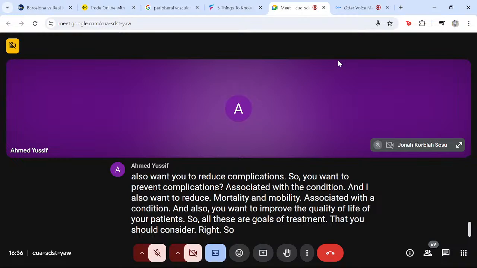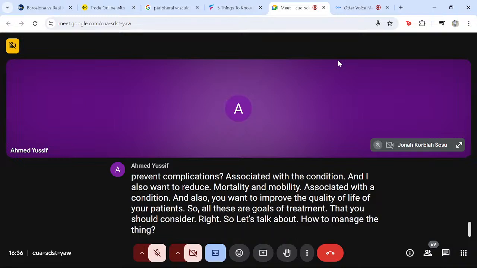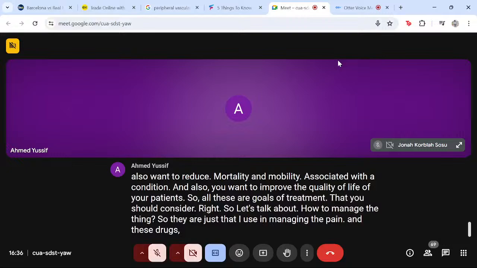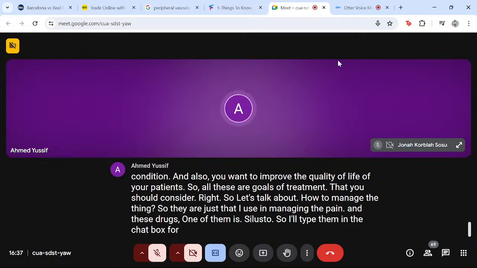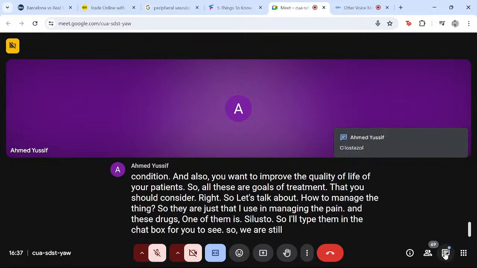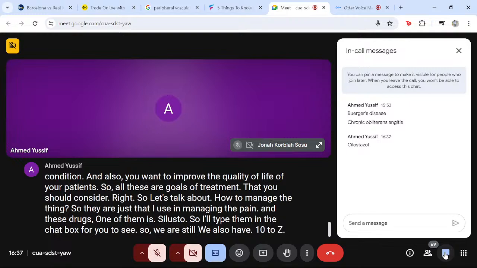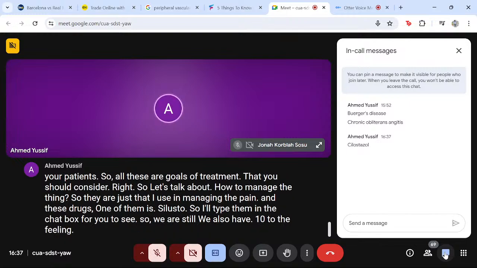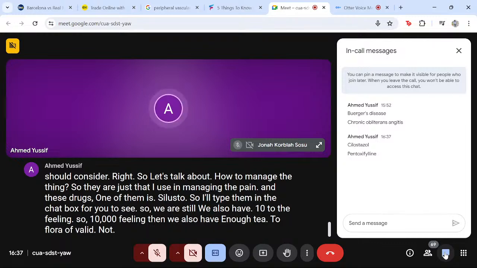All right, so let's talk about how to manage the pain. There are drugs that are used in managing the pain. One of them is cilostazol. I'll type them in the chat box for you to see. So we have cilostazol, pentoxifylline, and then naftidrofuryl oxalate.